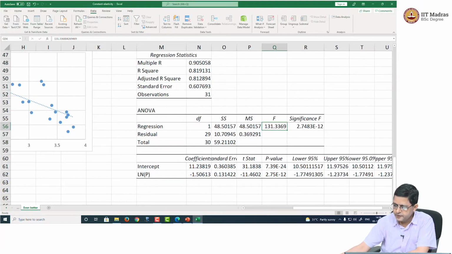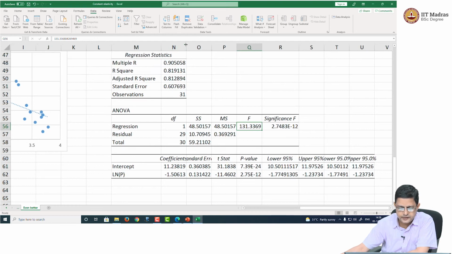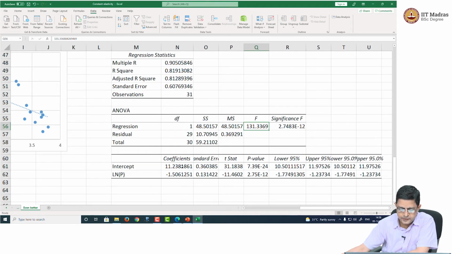Now, let us look at the individual parameters. How do you estimate the intercept? The intercept value turns out to be 11.23. What is the p value for this? There is a t statistic. The coefficient value 11.23 is an estimate of beta naught.